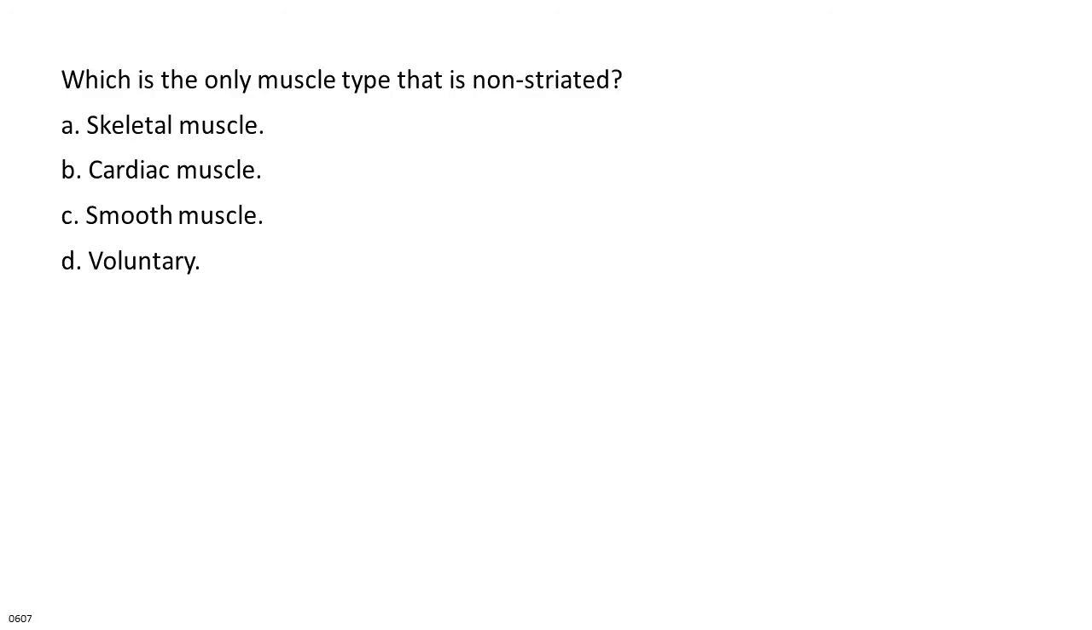Which is the only muscle type that is non-striated? A. Skeletal muscle. B. Cardiac muscle. C. Smooth muscle. D. Voluntary.